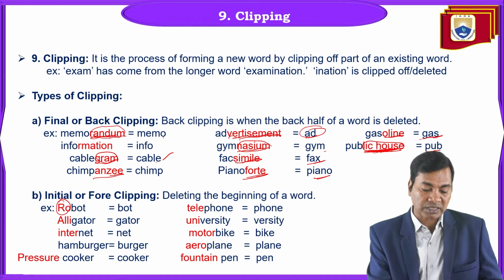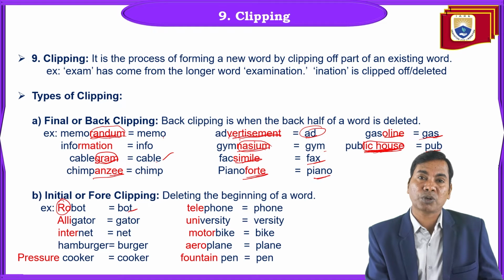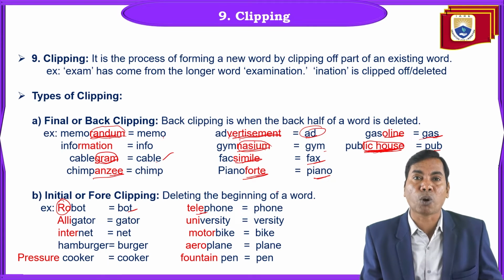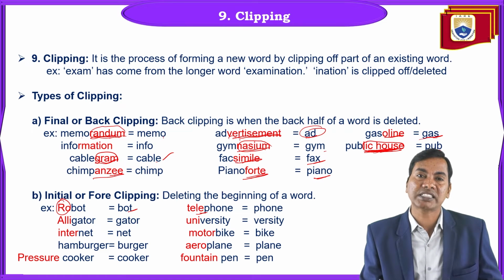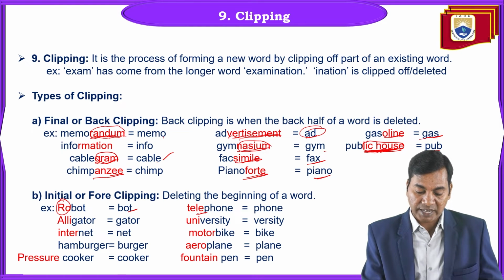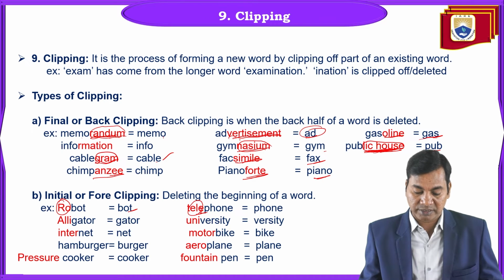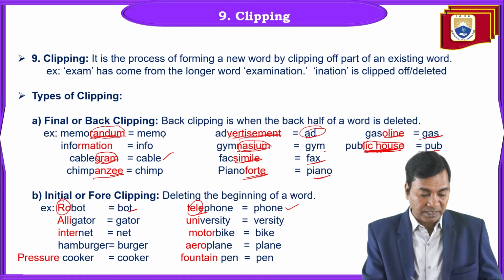So that RO is cut off or removed, then we got the word both. We simply say both now. Telephone. No one says telephone now. Everyone says phone now. How did we get the word phone? By using initial clipping, right? I cut off the initial part tele and there remains the word phone, right? This is created by using the initial clipping.